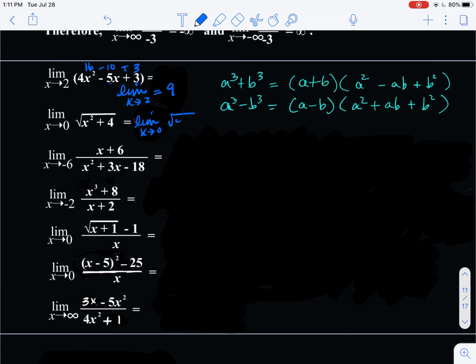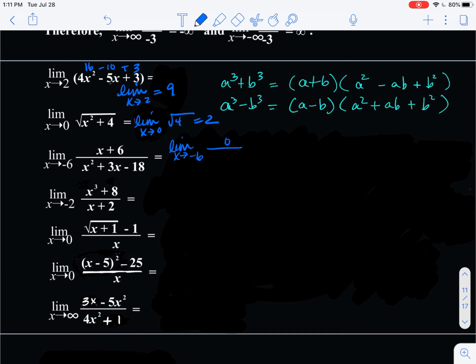Again, I'm just going to start with direct substitution, see where it takes me. So I have the limit as x approaches 0 of 0 squared plus 4, that's just 2. Okay. The next problem, if I plug in a -6, let's see what happens.